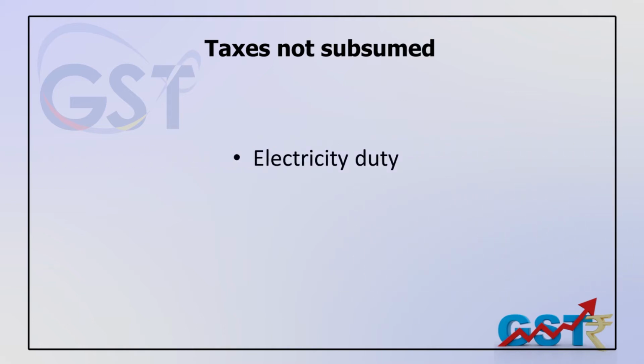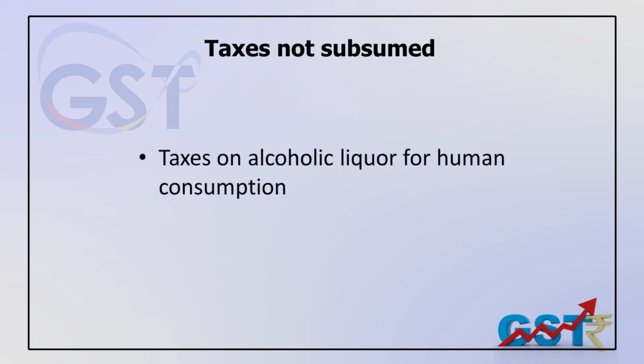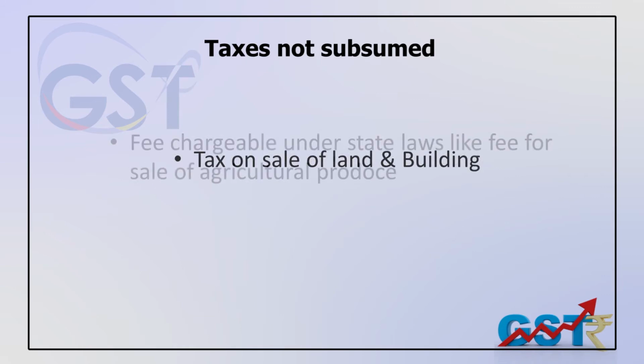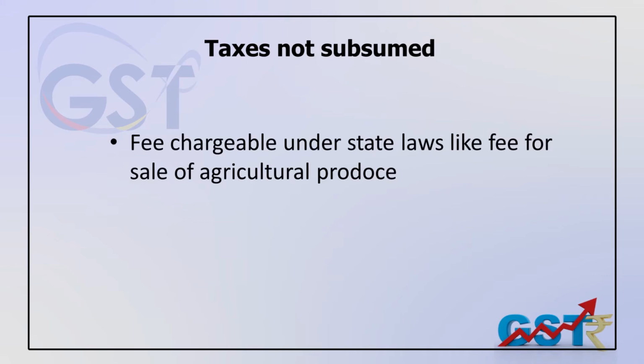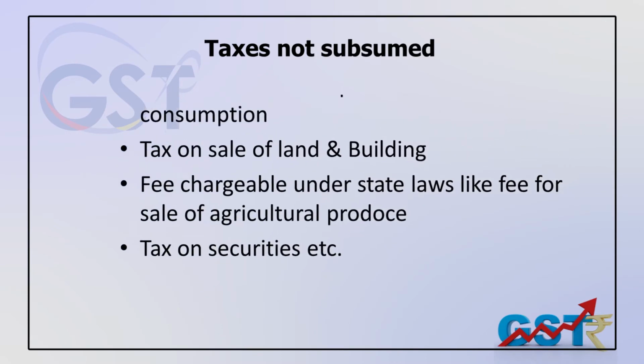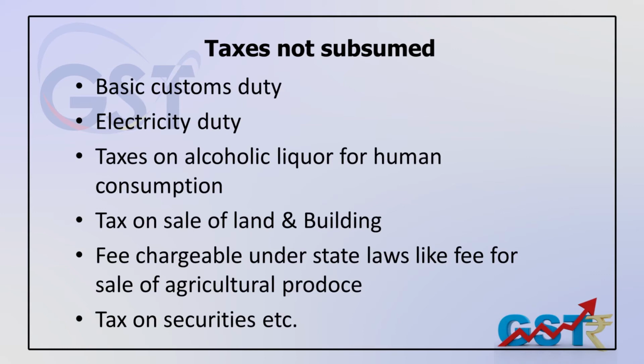Another example is electricity duty, tax on alcoholic liquor for human consumption, tax on sale of land and building, fees chargeable under state laws like fees for sale of agricultural produce, and tax on securities. So remember, these items have not been subsumed. In case of customs duty, the basic customs duty is beyond the purview of the GST. Only the special additional duty and countervailing duty have been subsumed.